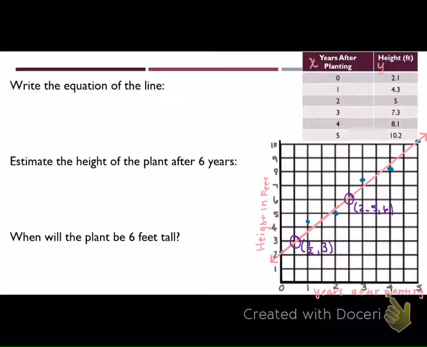Okay? So the first thing we have to do is find the slope using my two points. I'm going to write my two points up here, which were (0.5, 3) and (2.5, 6). So 6 minus 3 over 2.5 minus 0.5. So is that 3 over 2?